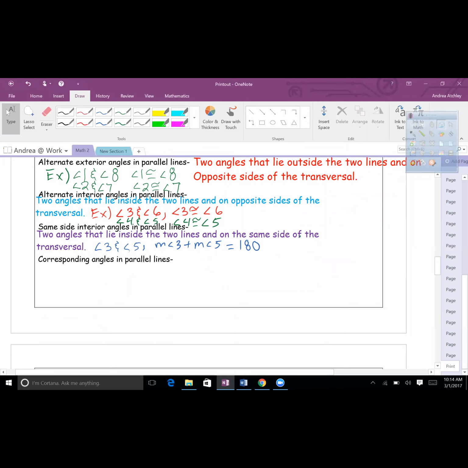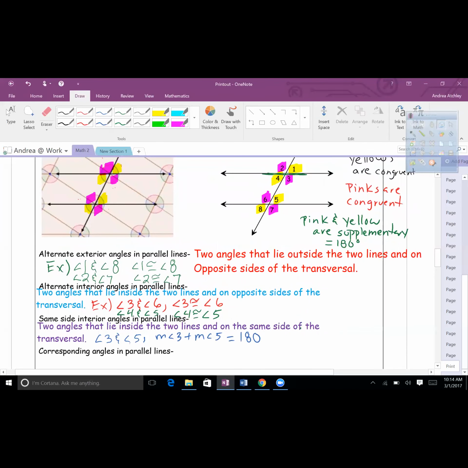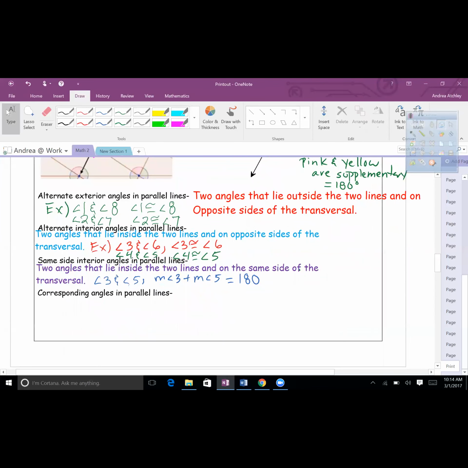The other one would be then 4 and 6. Angle 4 and angle 6 are also inside my parallel lines and on the same side. And they're supplementary, so the measure of angle 4 plus the measure of angle 6 equals 180. Any questions over that?